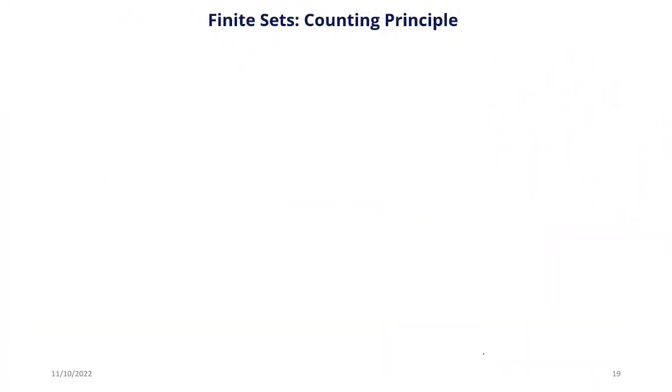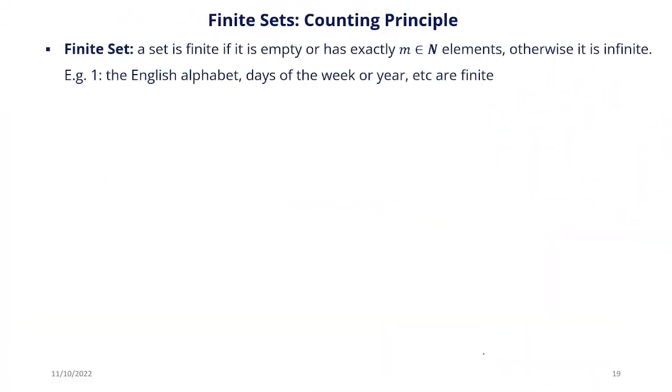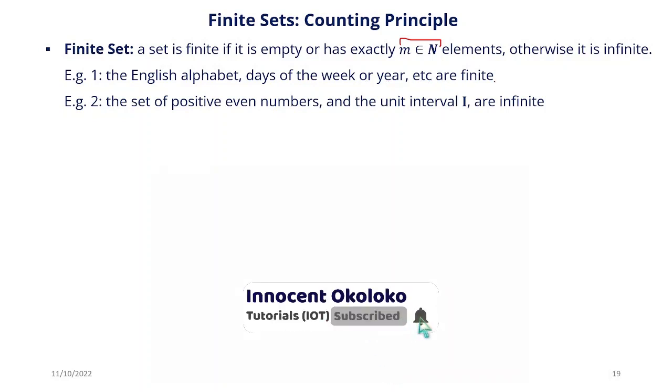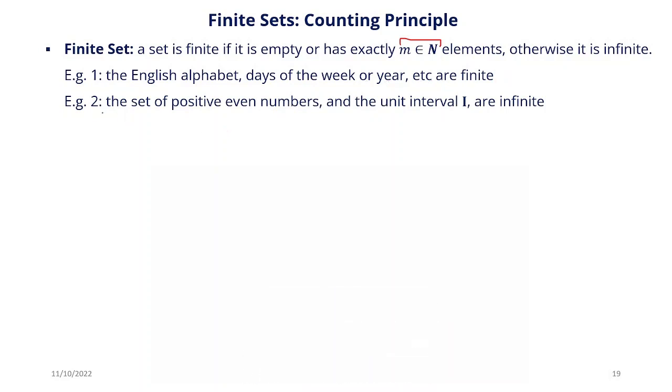Let's look at the finite sets counting principle. A set is finite if it is empty or it has exactly n elements, where n is a natural number. Otherwise it is infinite. We cannot count it. For example, the English alphabet and the days of the week or year, all of them are finite. Example 2. The set of positive even numbers and the unit interval are also finite.